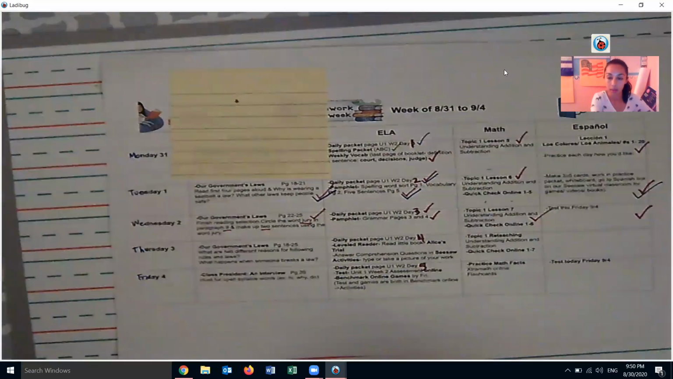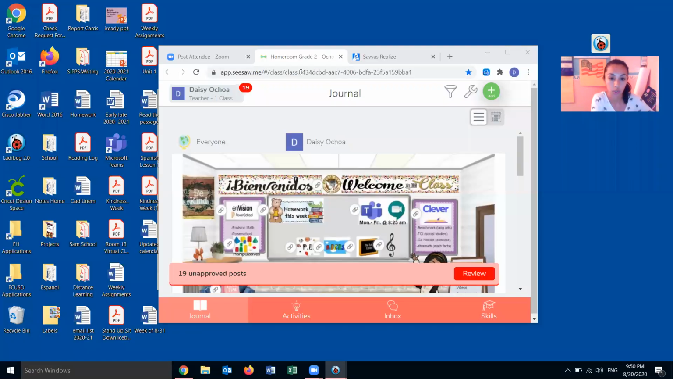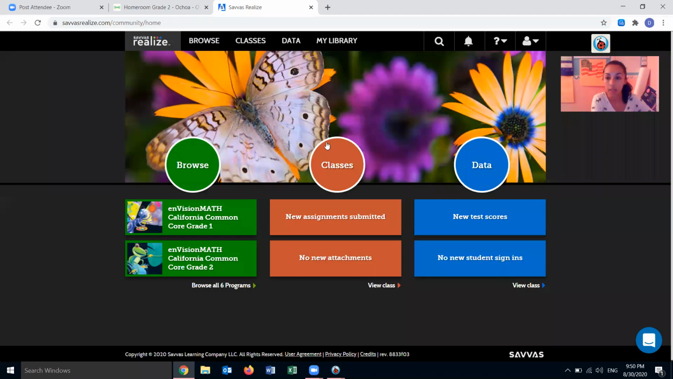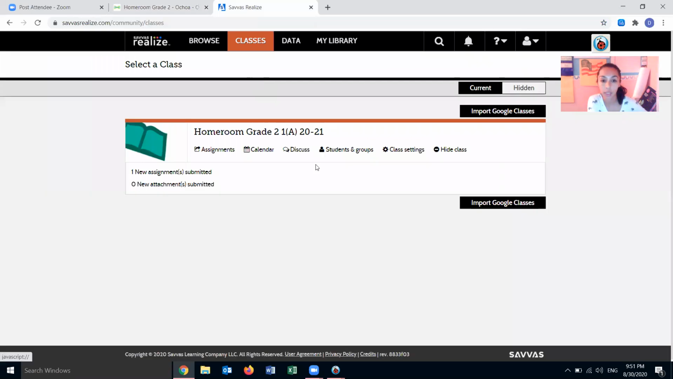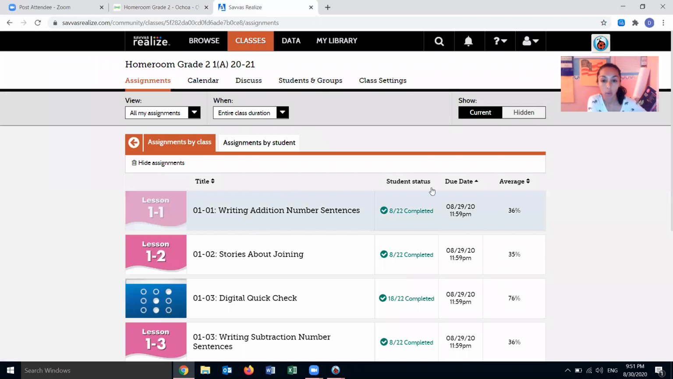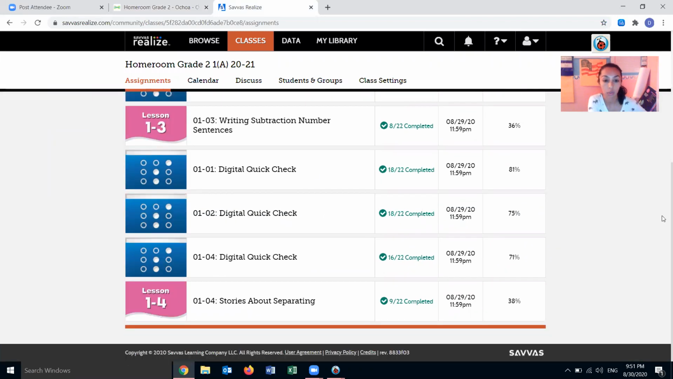So I'm going to minimize our Ladybug and go to our math page. When you get to PowerSchool, you need to log into PowerSchool, and you can do that by using the front of your crayon or that sheet that's folded in half that has your login information for PowerSchool. You click on classes. After you click on classes, you're going to click homeroom. After homeroom, you will see your assignments, and your assignments will include your quick checks.